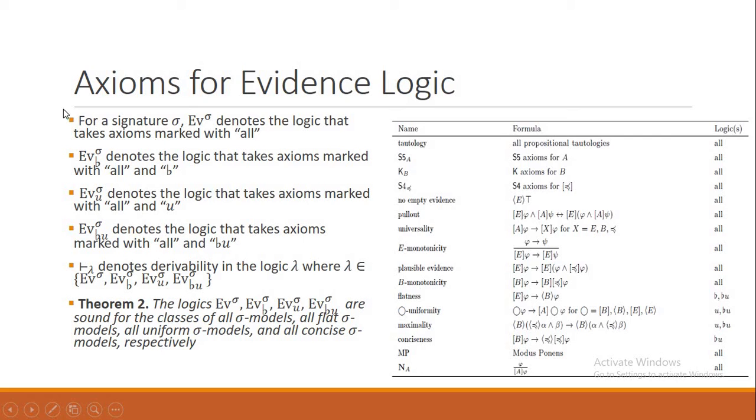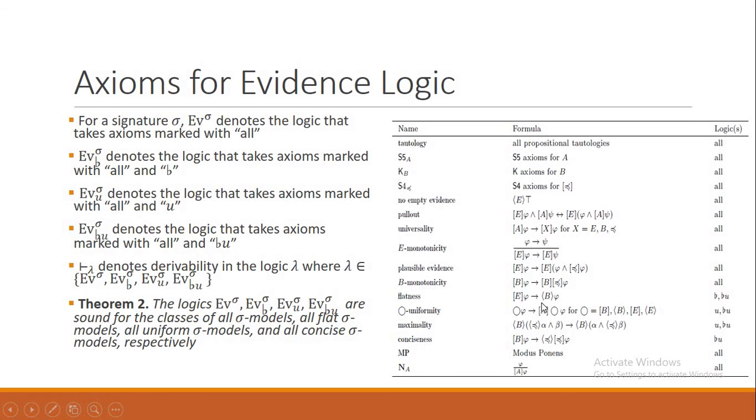So for a signature sigma, EV superscript sigma denotes the logic that takes axioms marked with all. So if EV is an inference system without any assumptions, a general inference system for a general model, then we should take all the axioms labeled with all. Similarly, for an inference system with the flat symbol as subscript, we should take axioms marked with all and the axioms marked with the flat symbol. Similarly for U, and for an evidence logic with subscript flat U, or BU, this denotes the logic that takes axioms marked with all and with BU. So essentially we take all the axioms, because the flatness, uniformity, and maximal axioms also have the BU label, and the conciseness has the BU label.